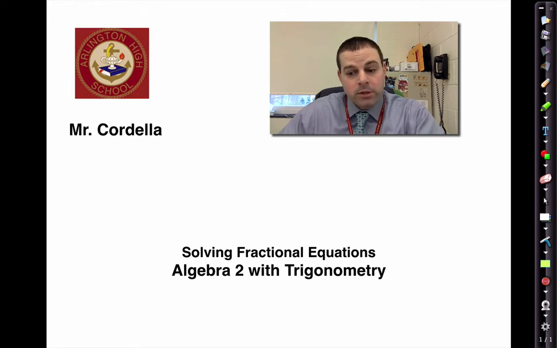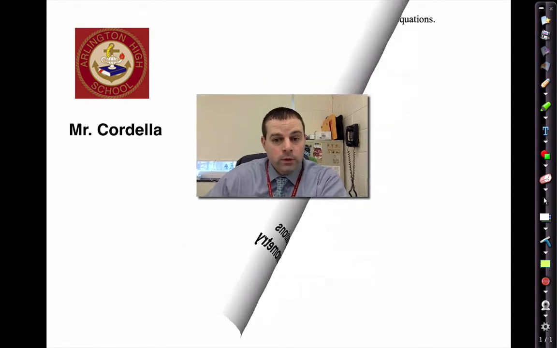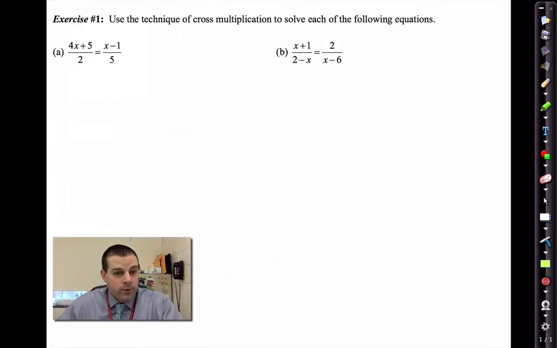Now the first group of problems that we're going to focus on should look familiar. They will be a single fraction equal to a single fraction, which we have done in the past, and we know that that is cross multiplication. So when we look at our first problem here, we see that we have 4x plus 5 over 2 equal to x minus 1 over 5.